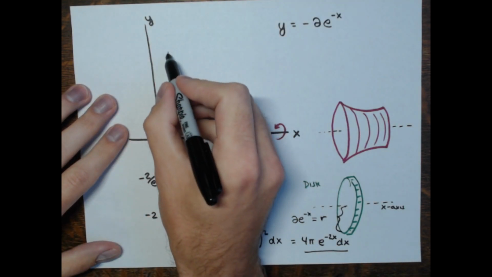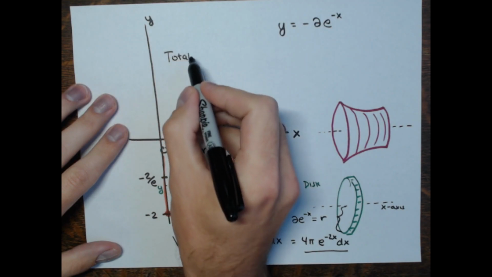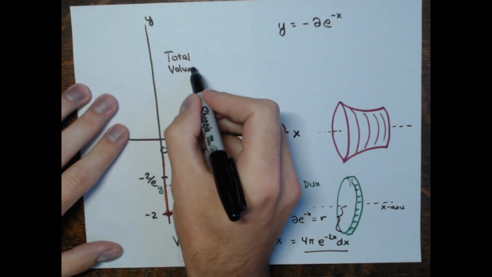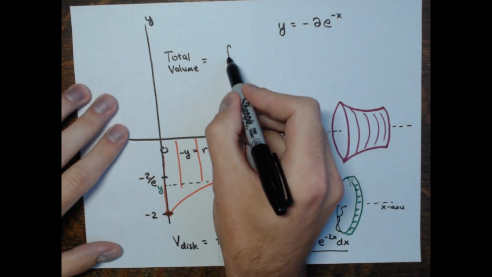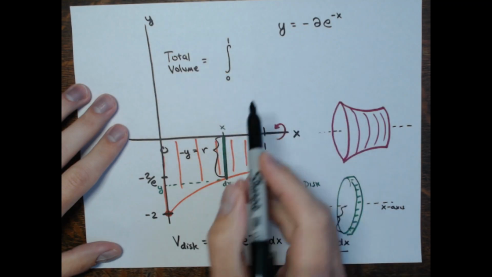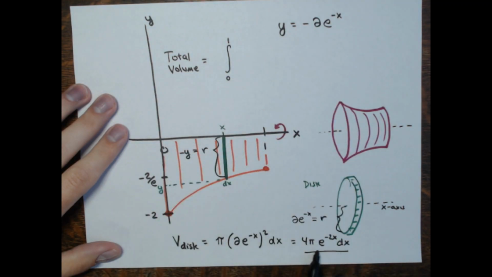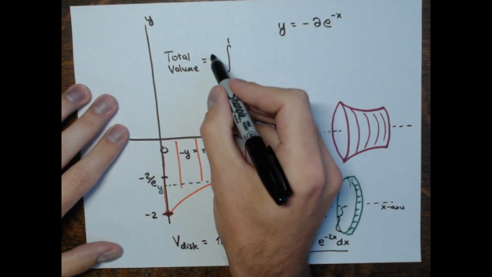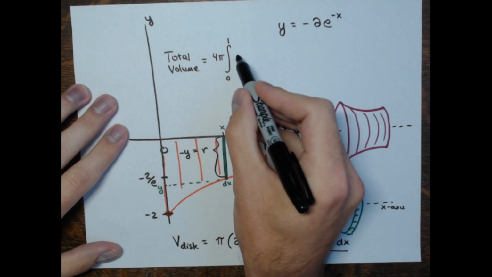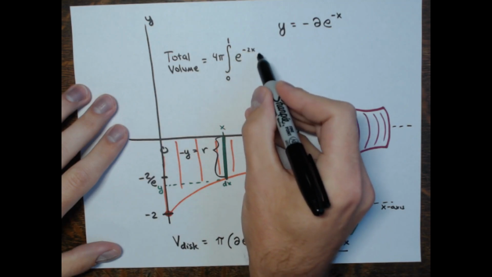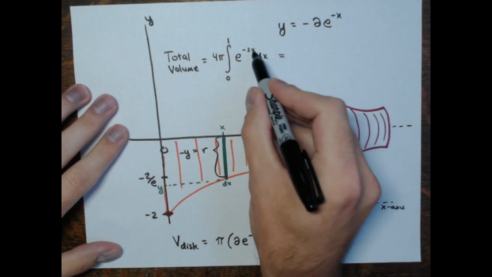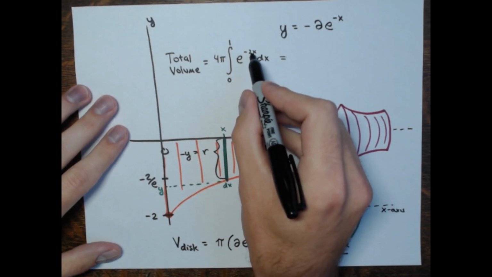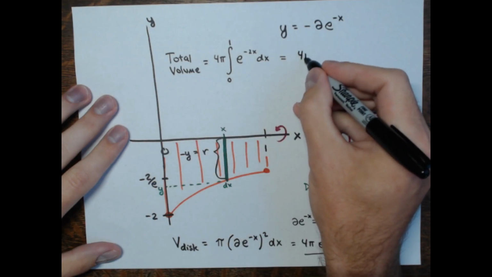All right, so let's do this up here now. I got some space. So the total volume of my 3D figure here will be the integral from x equals 0 to 1 of these disk volumes, where 4 pi is a constant multiple. I'm just going to pull 4 pi out. Then we have e to the negative 2x dx. And you can do a u substitution here if you want, but because it's a linear polynomial in the power there, it'll be easy to integrate.